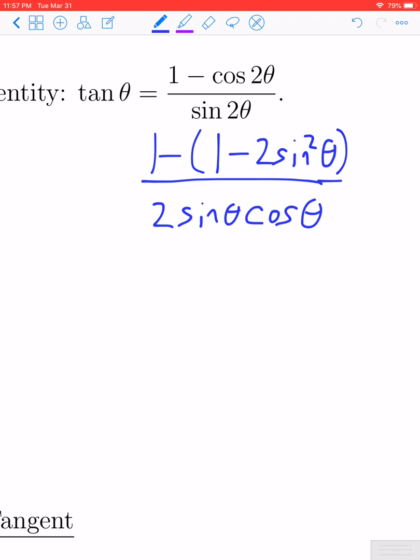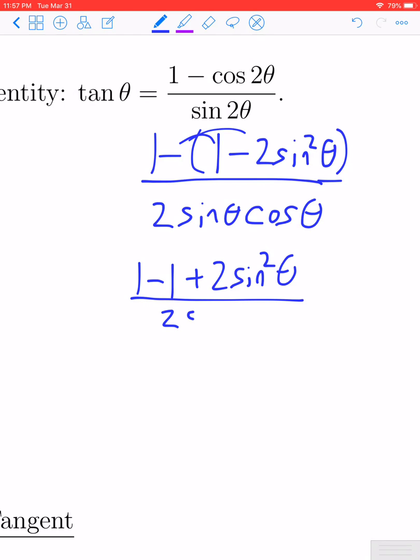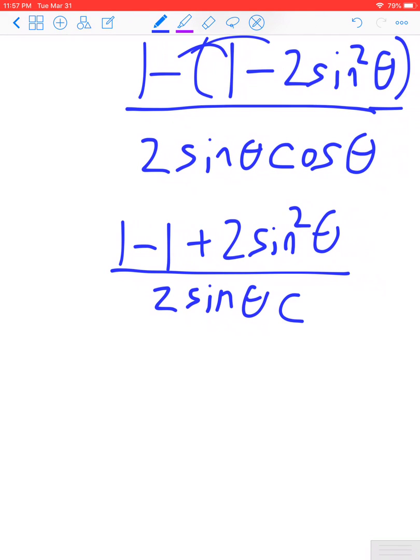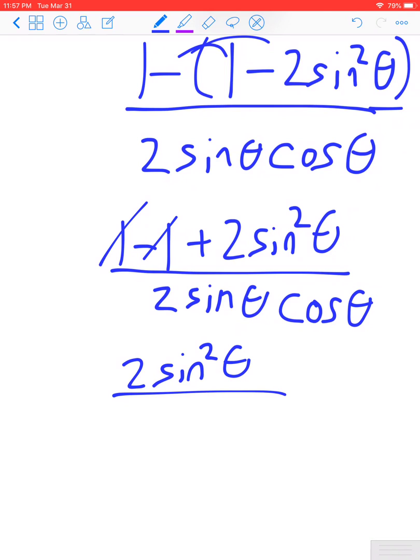Once we substitute that identity in, when we remove the parentheses by distributing, we get 1 minus 1, and then this is going to become a plus 2 sine squared theta, all divided by 2 times the sine of theta times the cosine of theta. And that's good for us because the positive 1 and the negative 1 cancel, and that leaves us with 2 sine squared theta all divided by 2 sine theta cosine theta.